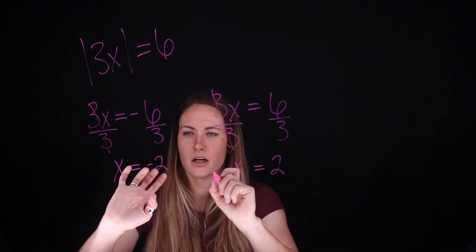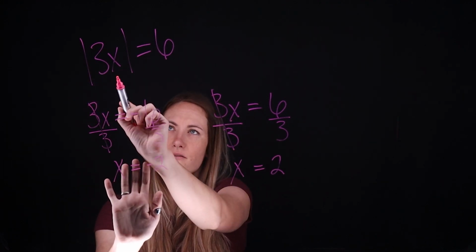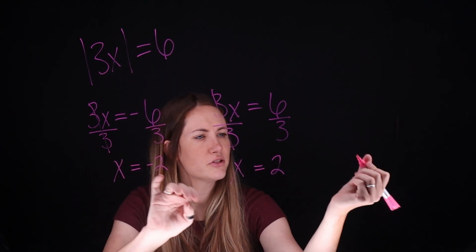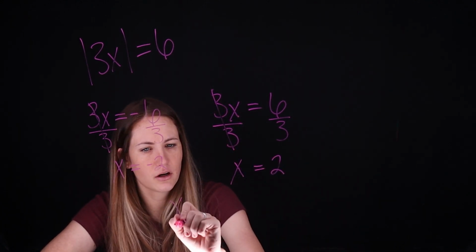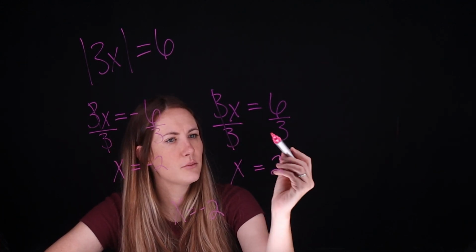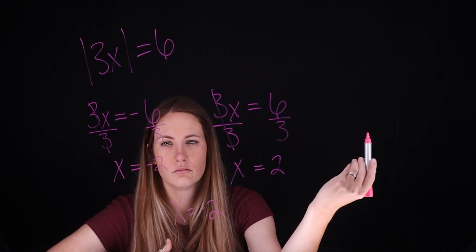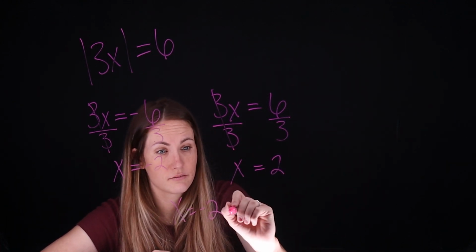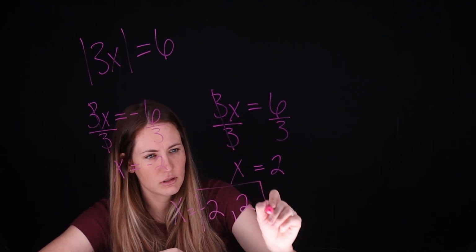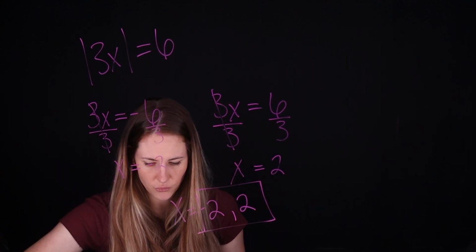Now we can check our answers. If I put -2 in here, 3 times -2 is -6. Absolute value makes it +6. And then 3 times 2 is 6. Absolute value of 6 is 6. So our solution set, this is all you type in, is x equals -2 and 2. Those both work.